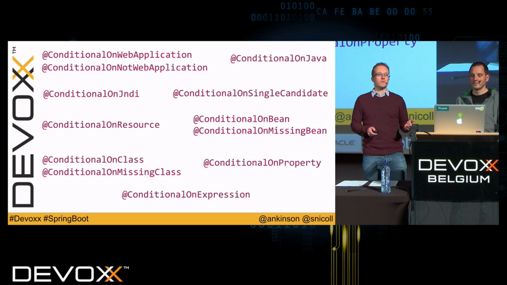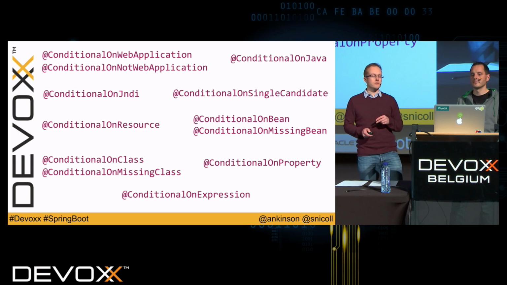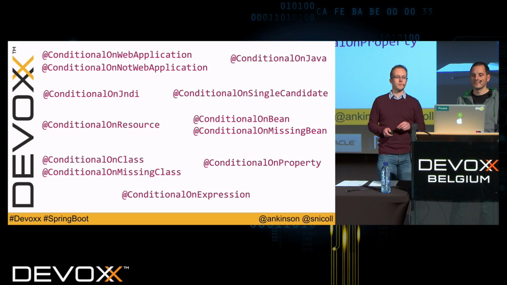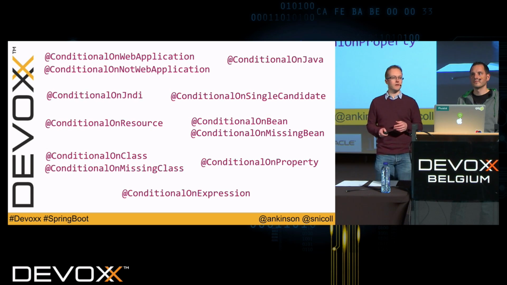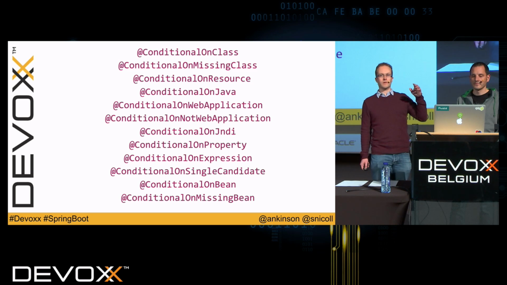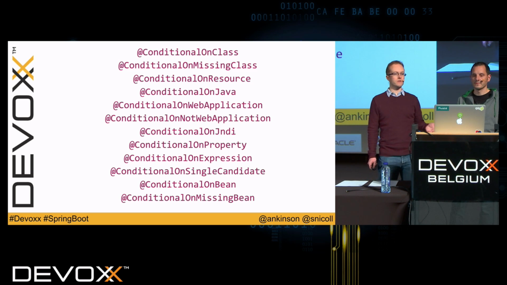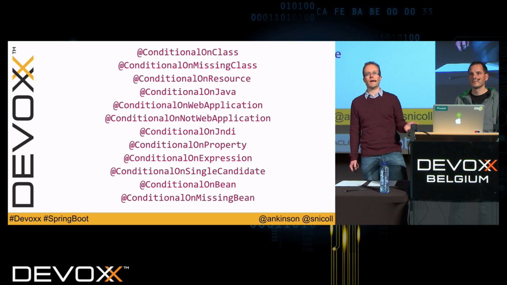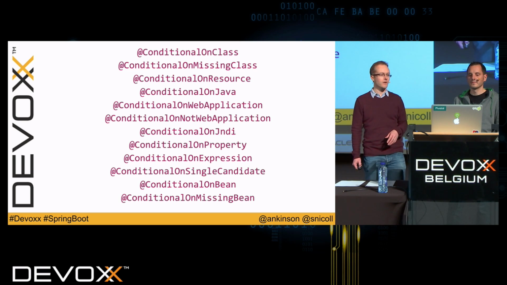The other thing I mentioned was when there are multiple conditions on a particular class or particular method, they're evaluated in order. And this is the order that they're considered, from highest precedence at the top to lowest precedence at the bottom. So conditional on class and conditional on missing class, they're really quick to evaluate. It's just, can we load this class? Is it on the class path?